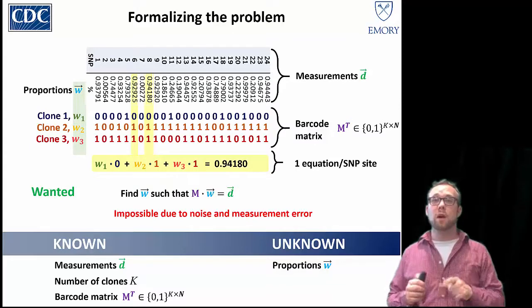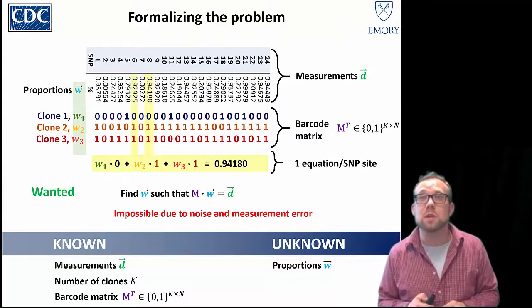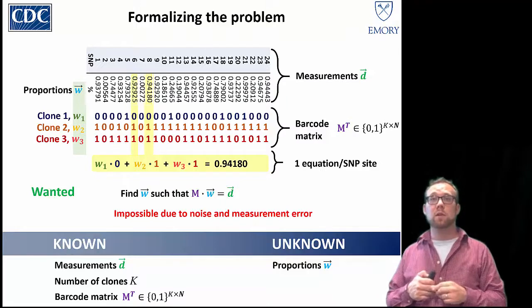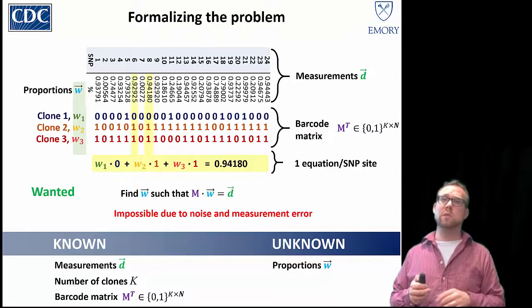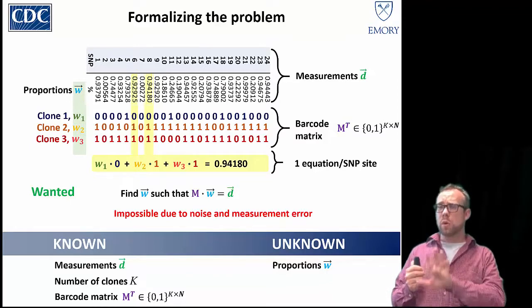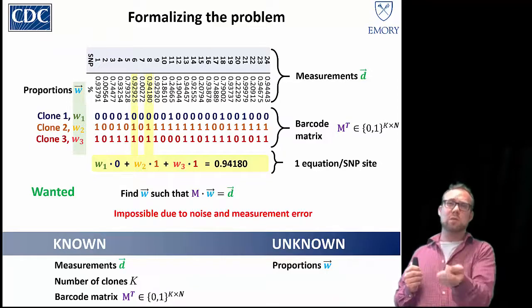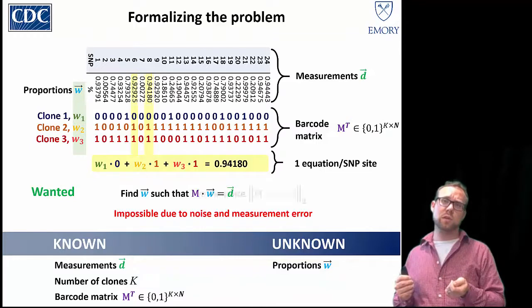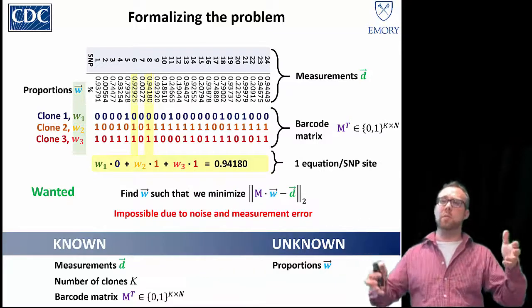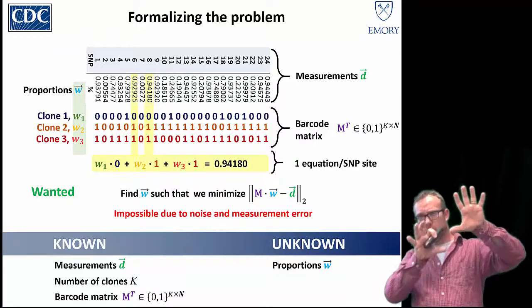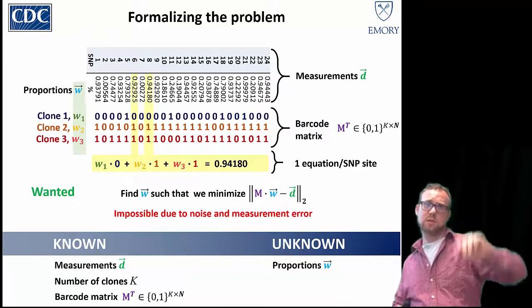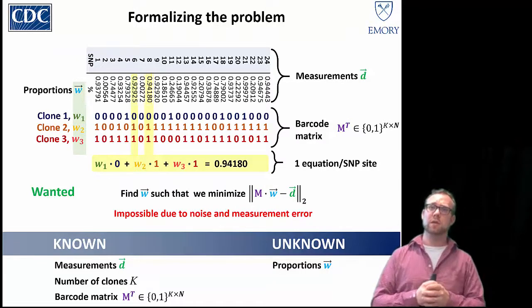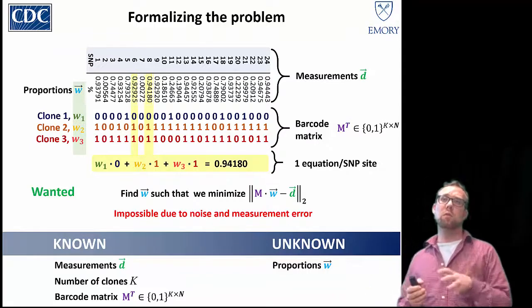In particular, at this other site over here, at SNP site number 6, we have the number 0.92, which is also the addition of W2 and W3. So obviously we need to do a little bit better. The way we formalize it is to say, let's not make it an exact equation. Let's make it a minimization problem. Let's minimize the difference, the noise, between M times W, which is what we predict, the true proportions times the strains themselves, minus what we actually measure.